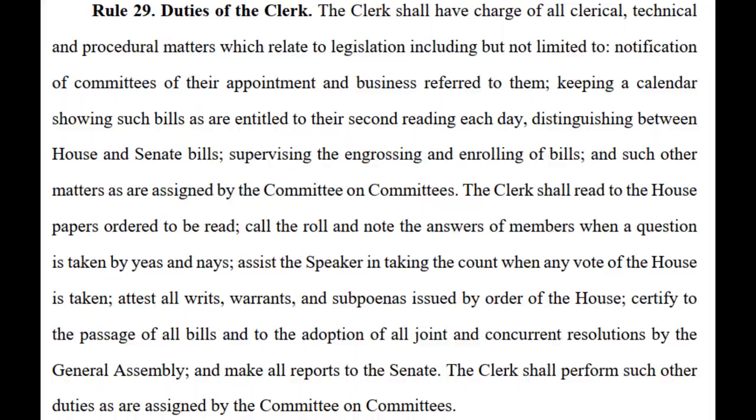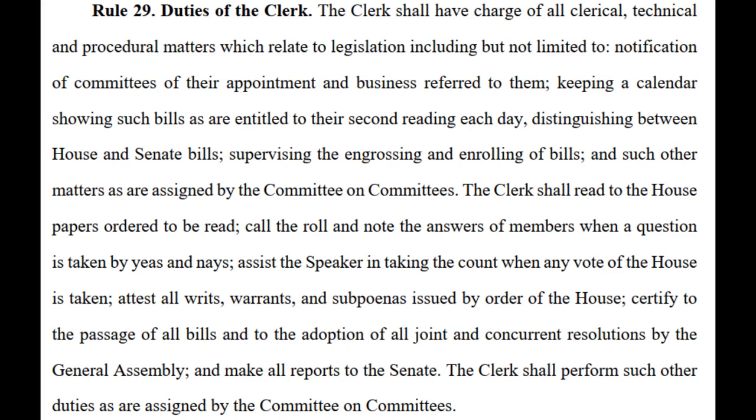Rule 28. Speaker pro tempore. The House shall elect a speaker pro tempore. The speaker pro tempore shall perform the duties of the speaker in the absence of the speaker or when empowered by the speaker to perform the duties of the chair. Rule 29. Duties of the clerk. The clerk shall have charge of all clerical, technical and procedural matters which relate to legislation, including but not limited to notification of committees of their appointment and business referred to them.